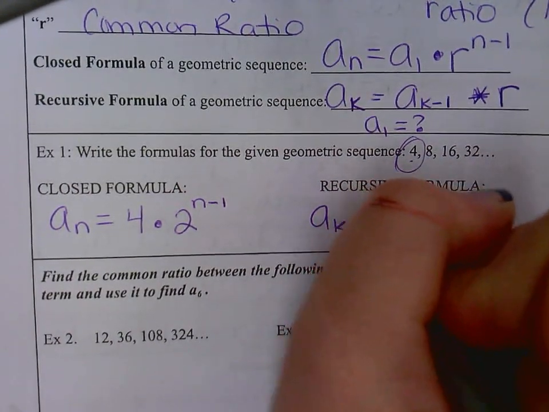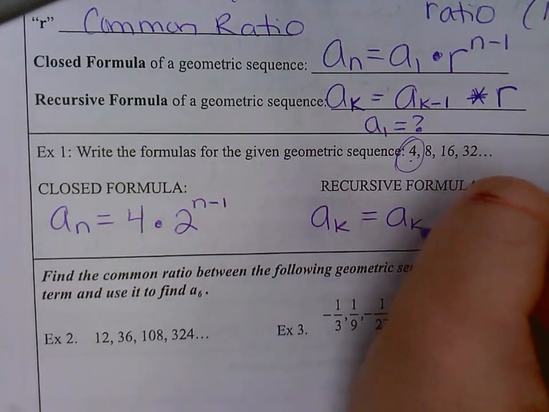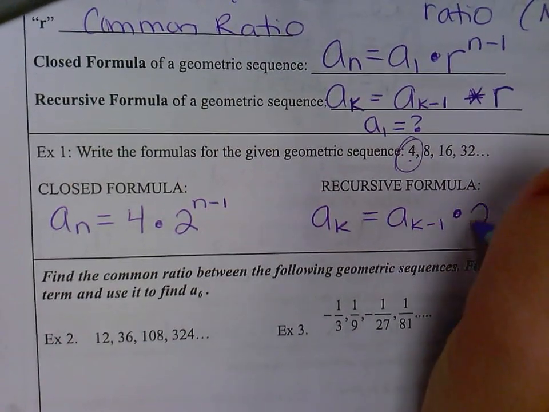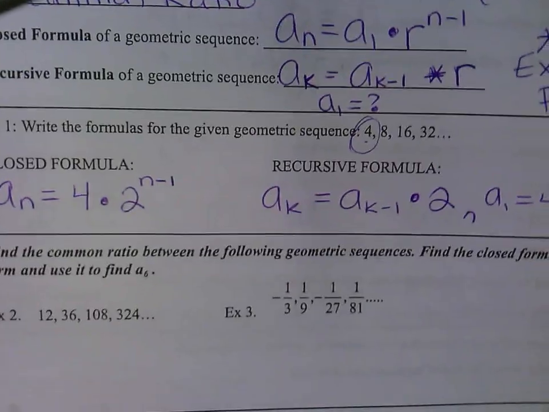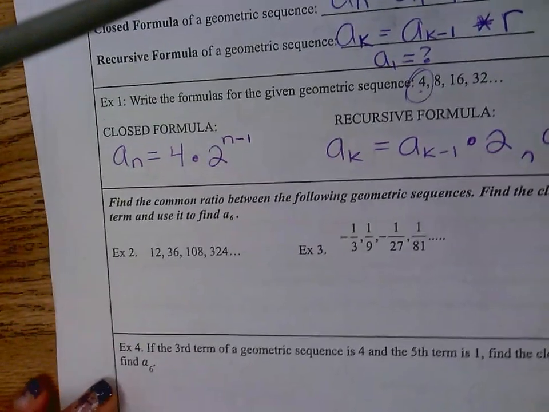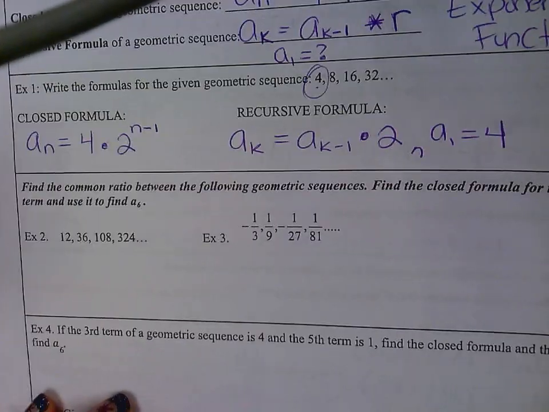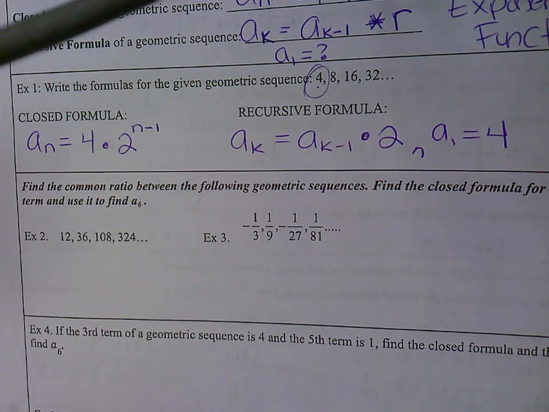A sub k equals a sub k minus 1 times 2. And I have to tell the reader to start at 4 as the first term. So I'd have to write out that whole thing. A sub k equals a sub k minus 1 times 2, a sub 1 equals 4. And then I just do times 2 is 8, times 2 is 16, times 2 is 32.